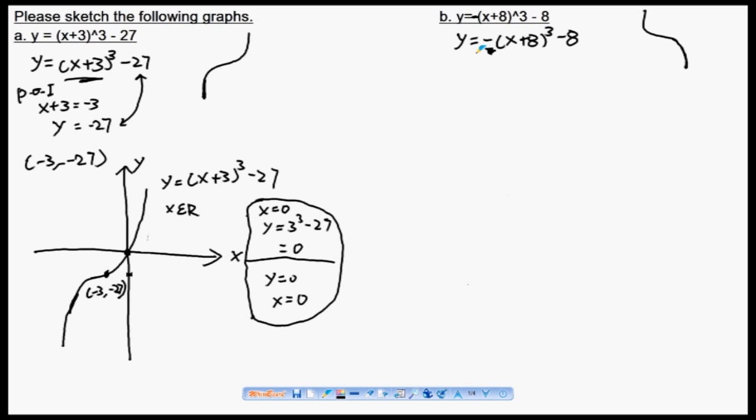Let's find the point of inflection first. So make the expression in the bracket equal to 0, x plus 8 equals 0, x equals minus 8, and the y coordinate of the point of inflection will be minus 8. Just from here, or you can substitute x equals minus 8 into the function. We will have minus 8. So the coordinate is (minus 8, minus 8).